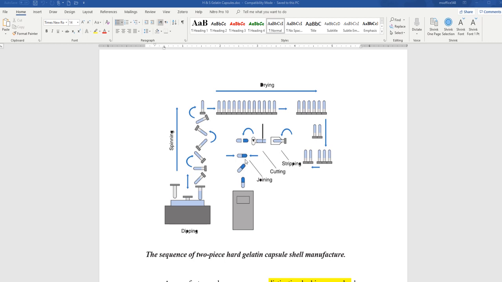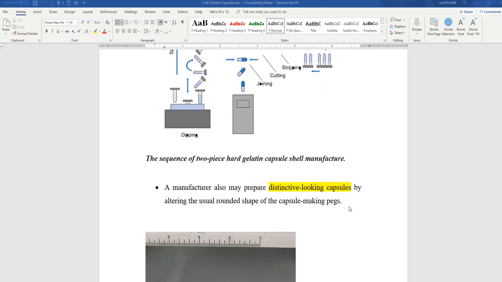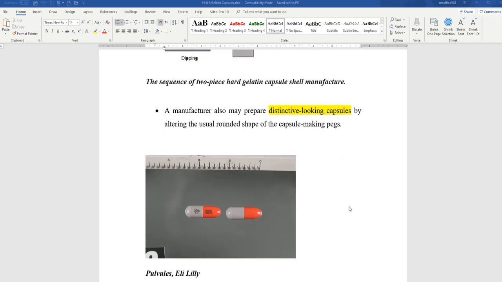All depends on what? Do you know? All depends on the shape of pens or pegs, because the capsule shell will take the shape of pens or pegs. If I change the shape of pens or pegs, then I will end up with maybe a little different shape. For example, look at this product of the company Eli Lilly. You will see that the body part, the bottom of the body part, is more tapered.